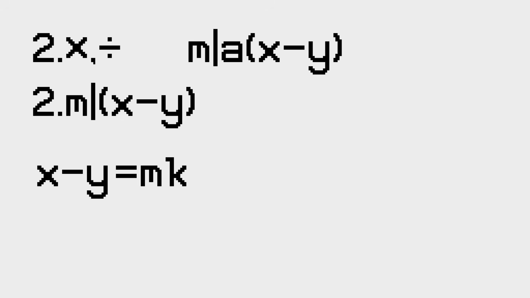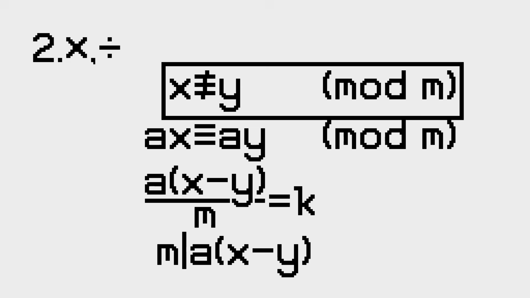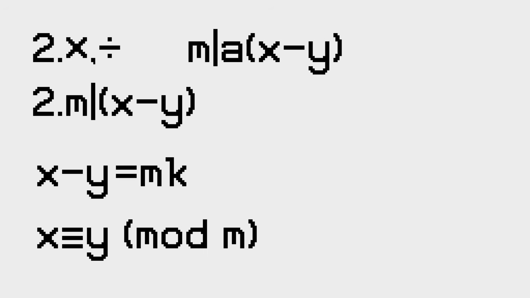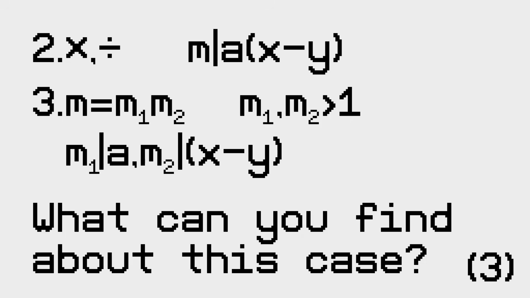This looks exactly like the definition of congruence mod m, so this means that x is congruent to y mod m. However, we stated earlier that x is not congruent to y, so this case is a contradiction and cannot happen. For the third case, I'm going to leave this one as an exercise for you, the viewer.